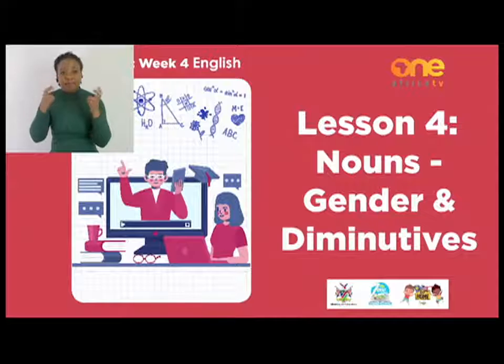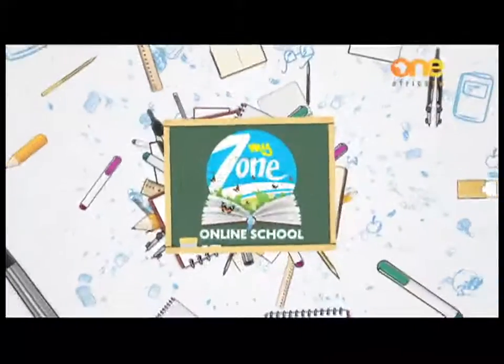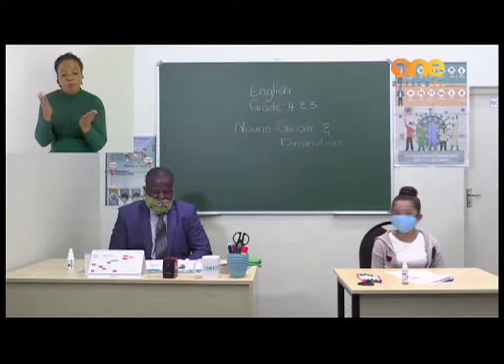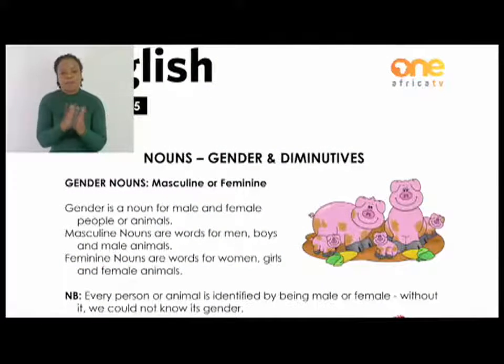Right. Our today's lesson is going to be about gender and diminutives. Okay, let's turn our books to page 3, where we are talking about gender and diminutives. One may want to know, what is gender? Yes, gender is a noun for male and female people or animals. Masculine nouns are words for men, boys, and male animals.